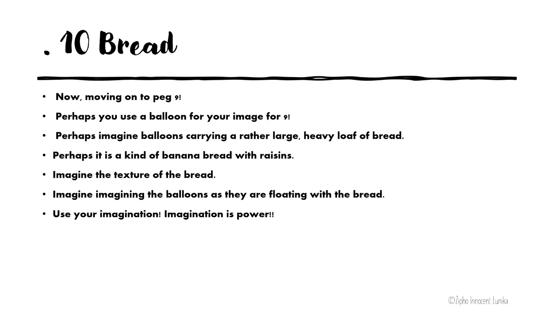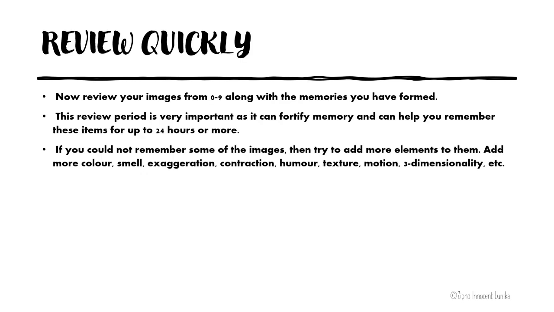And finally, I want you to review all of the items that you've memorized. This initial quick review is very important. It also helps fortify memory. So we'll review your images from 0 to 9, along with the memories you formed. This review is very important as it can fortify memory and help you remember these items for up to a day, or up to 24 hours. If you could not remember some of the images, then try to add more elements to them. Try to add all the elements of memory that we discussed before: more color, smell, exaggeration, contrasting humor, texture, motion, three-dimensionality, and so forth.